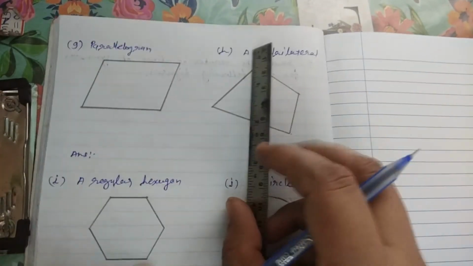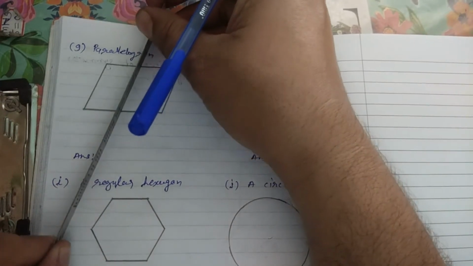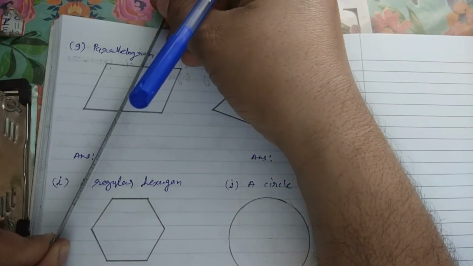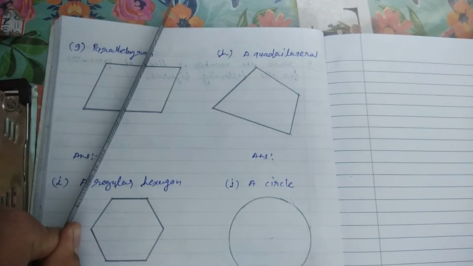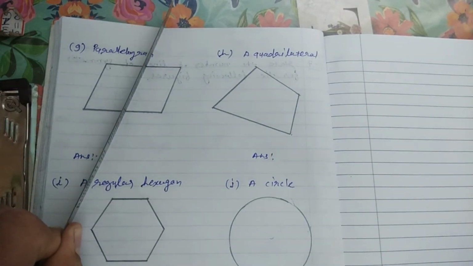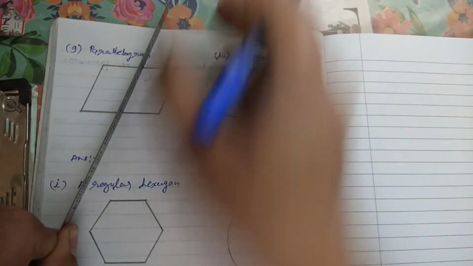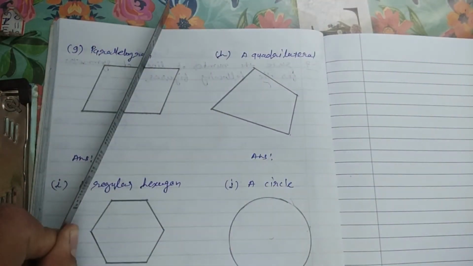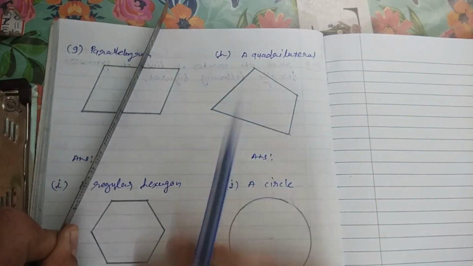Next, parallelogram. We will check from the middle points of the sides. So here, slightly tilted, I have put the scale. These are the two middle points of the opposite sides. Now if we fold these two divided parts, they will not coincide. So this is not a line of symmetry.